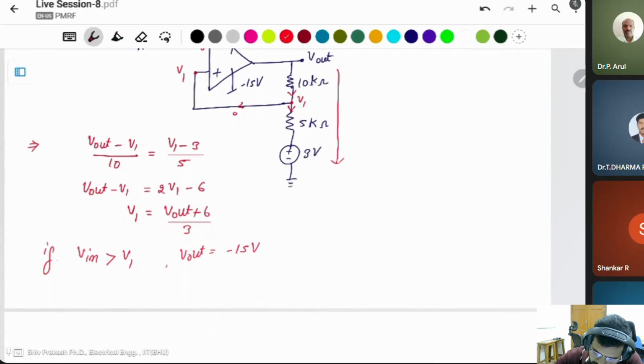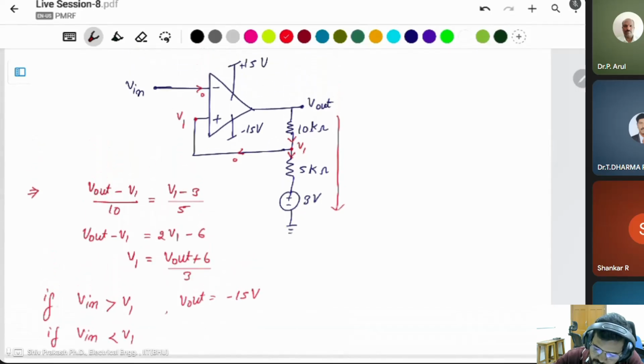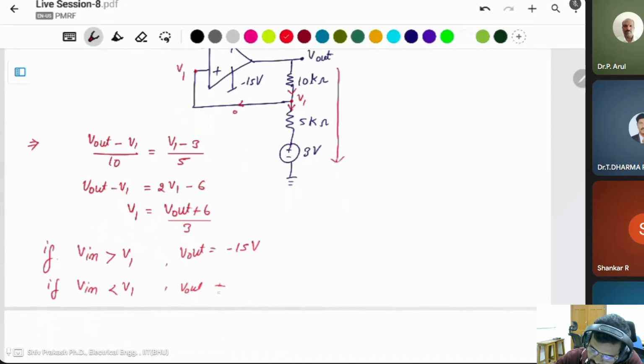Okay. If V in is less than V1, it means the positive terminal is greater. Then V out is equal to plus 15 volt.